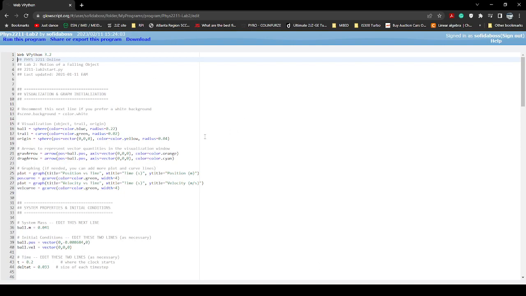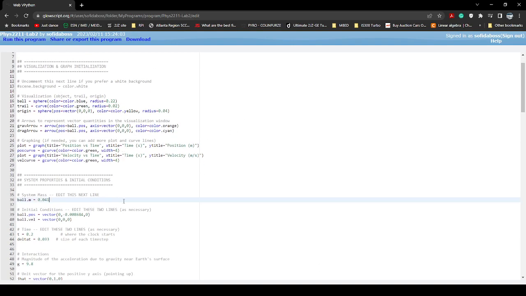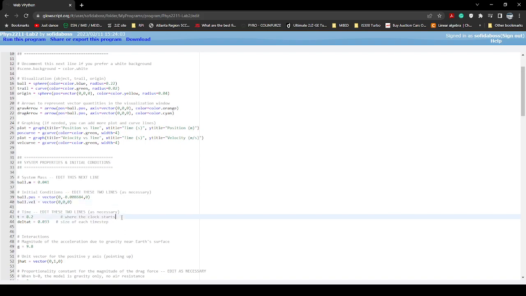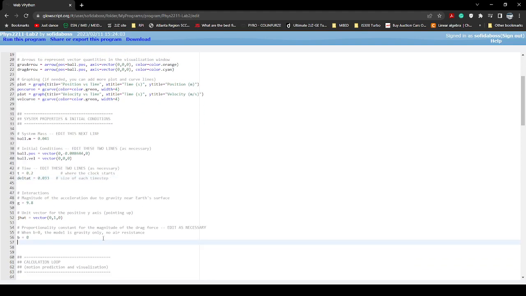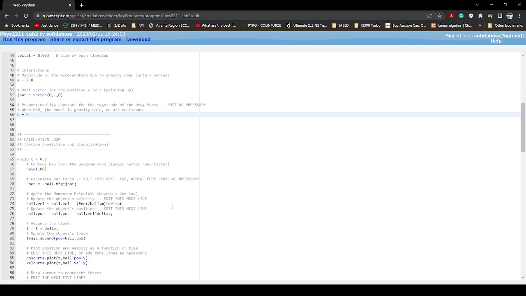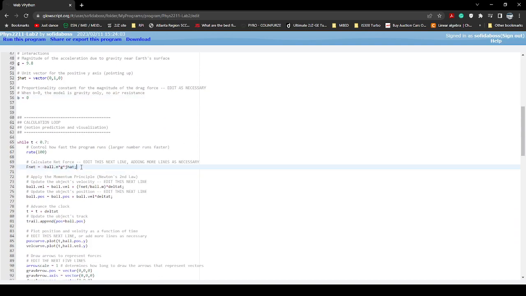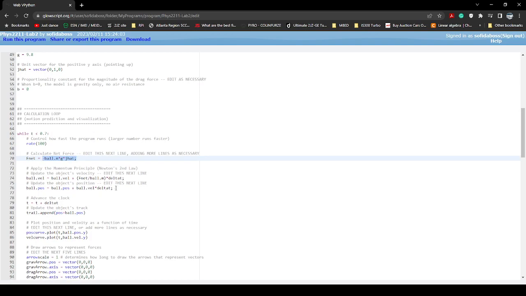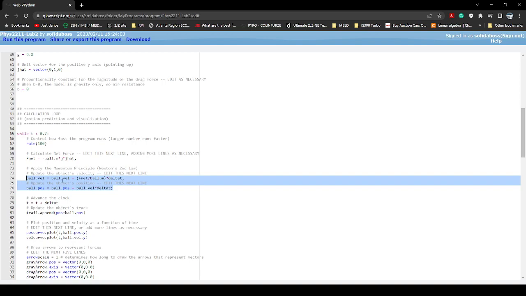So through our GlowScript code, I'll go through the changes I made. The first change was mass, which is 41 grams. The initial position, initial velocity is 0. The start time and delta t, which we also got from Tracker, are 0.2 and 0.033. And this block of code has no drag, so the proportionality constant is 0. And as such, F net is only affected by the force of gravity, which is mass times acceleration due to gravity times j hat. And then we have the position and velocity update equations right here as well.